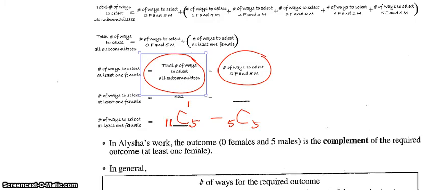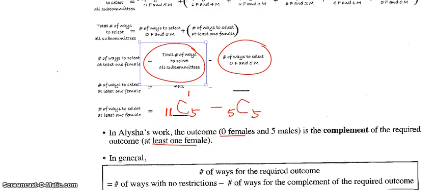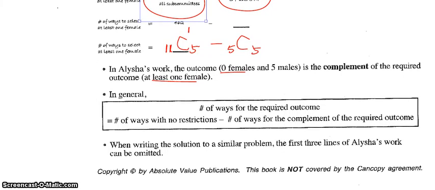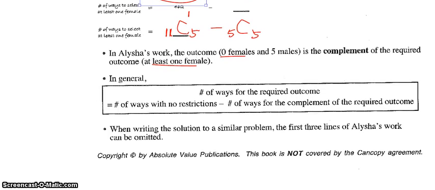The outcome, no female, is the complement of at least 1 female. In general, the number of ways for the required outcome is the total ways, no restriction, minus the number of ways for the complement. Why do you need the complement? When the complement is smaller than your actual question, you use complement.